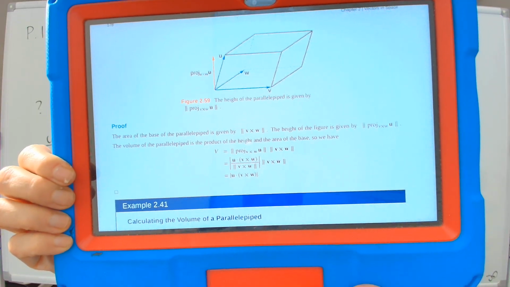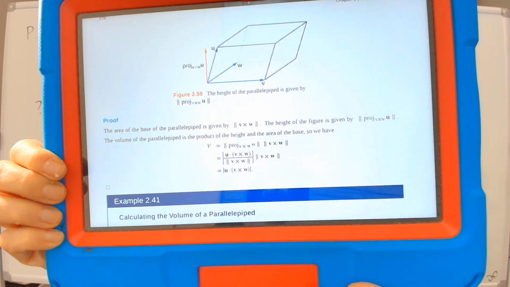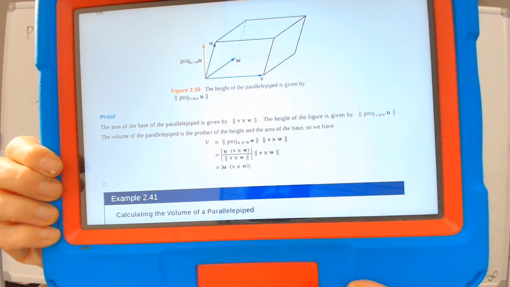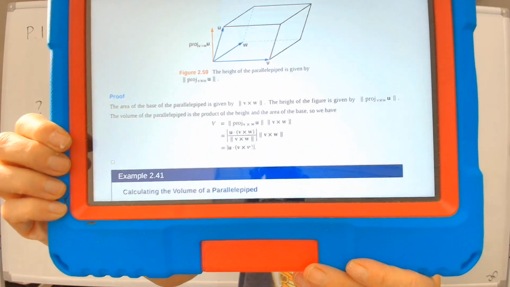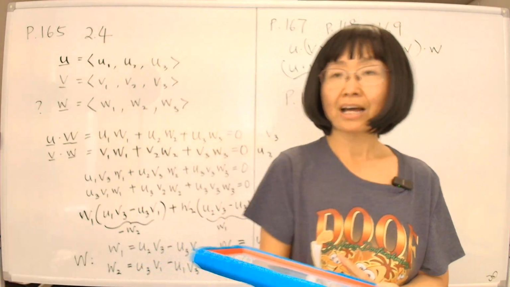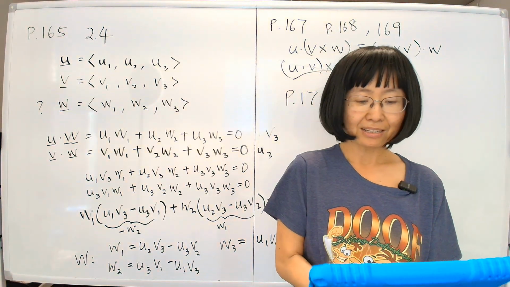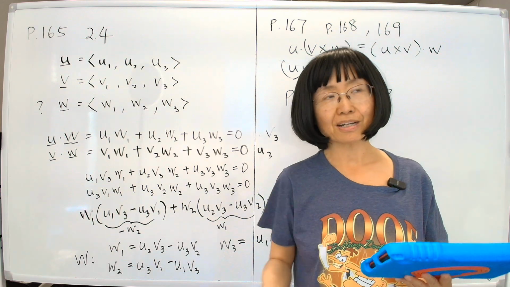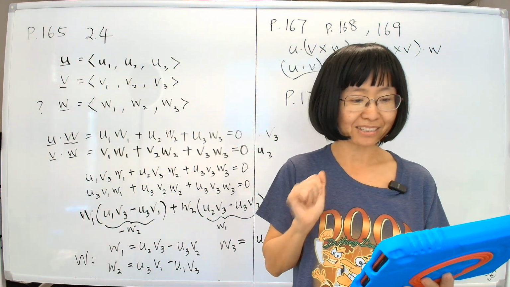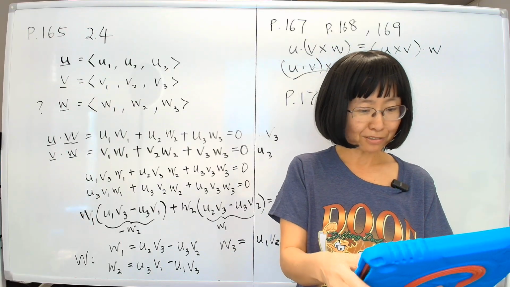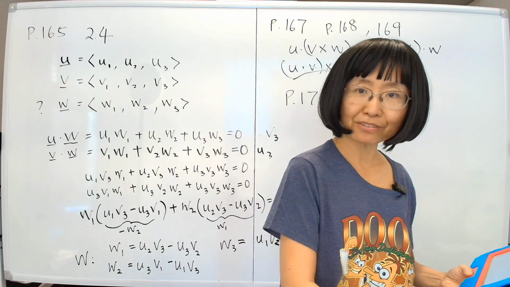And then what is the height? The height is just the projection of u onto something, onto v cross w, that which is perpendicular to it. Therefore you multiply that stuff together, and it happens to be the scalar triple product, this triple scalar product. That's how you calculate the volume of a parallelepiped. With that, please do such a calculation in example 2.41 as part of your homework.